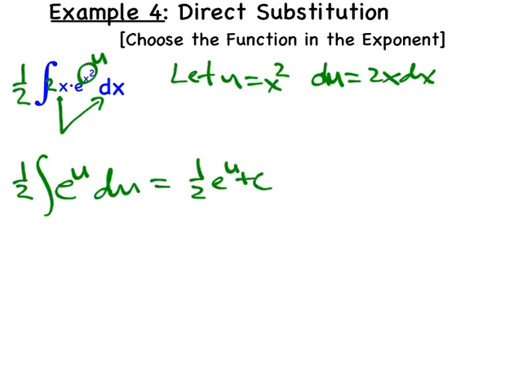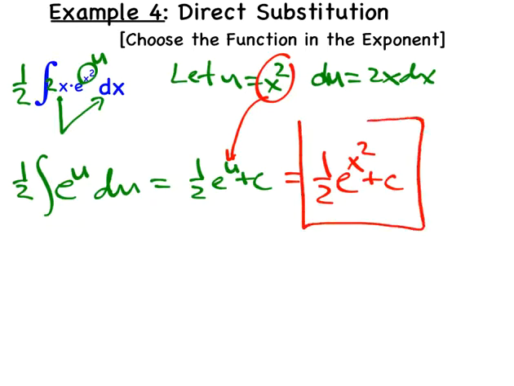And then we have to do the back substitution. We have to put back the variable that this problem started as. And we have 1/2 e to the x squared plus c. And with all of these, you can always check your answer by using the derivative. Again, you need to use the chain rule derivative with u substitution integrals to get back to the original case.